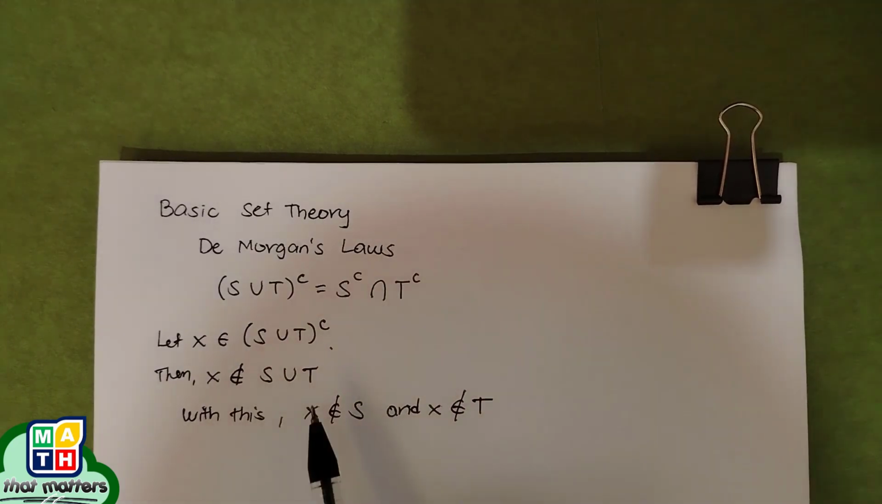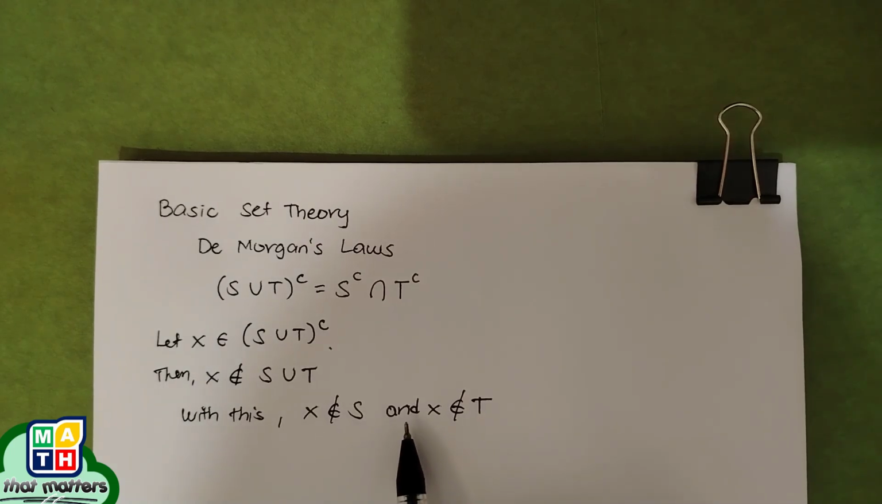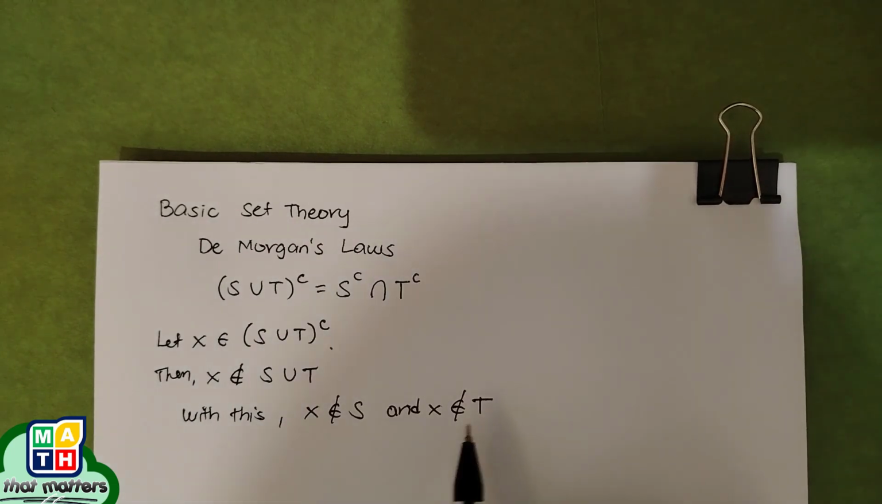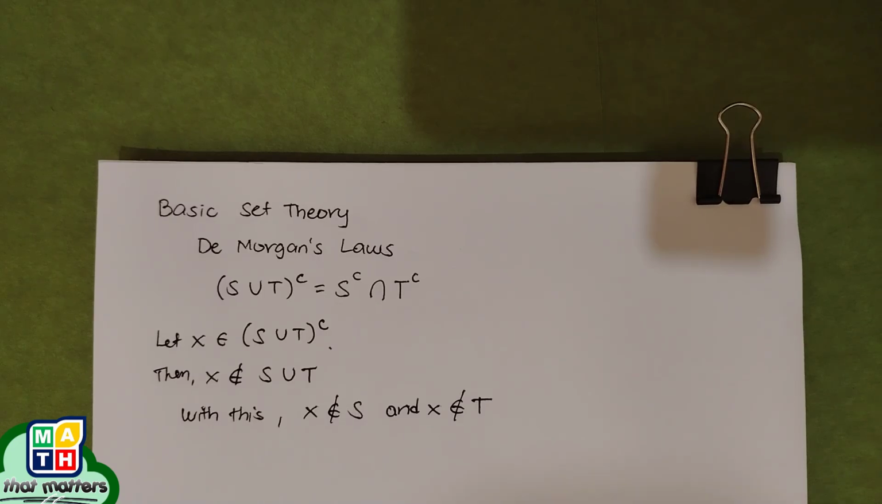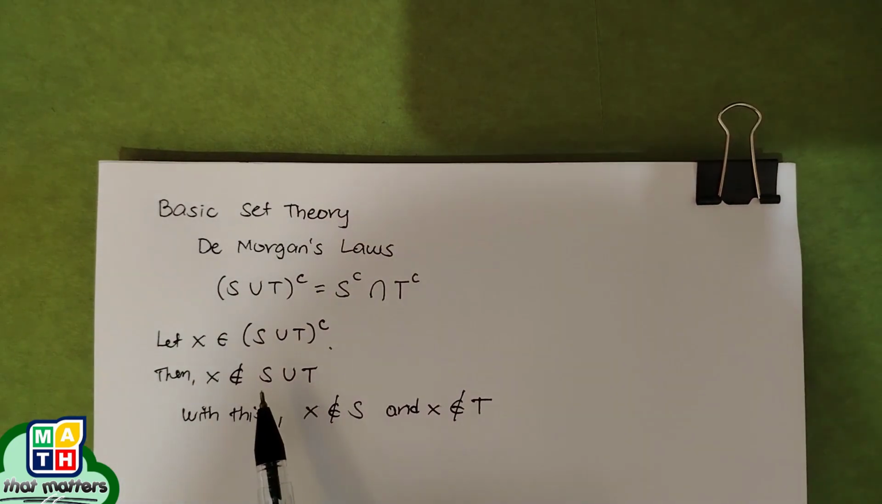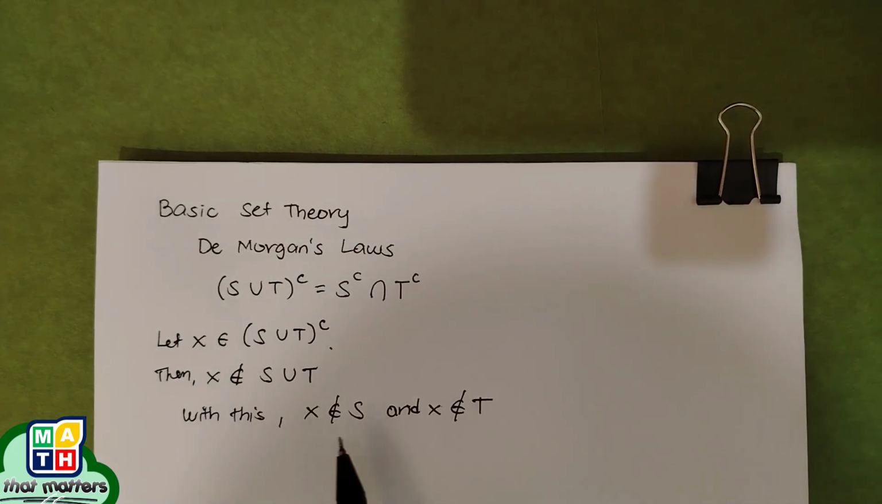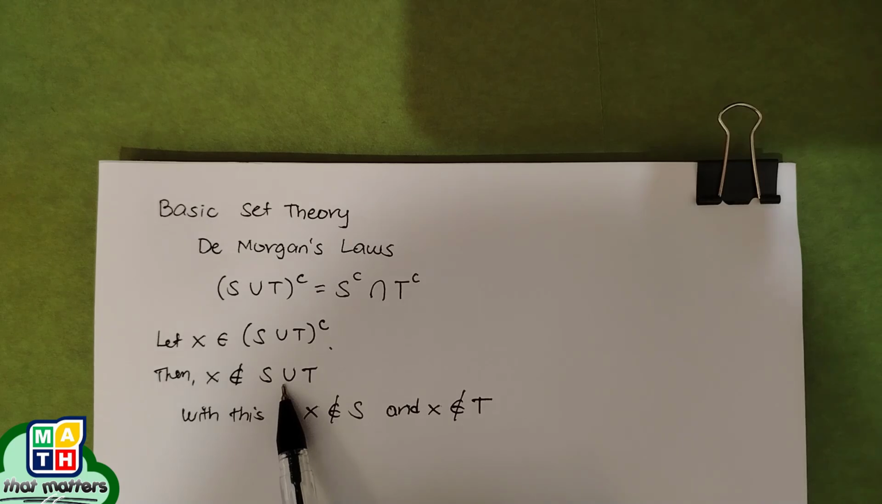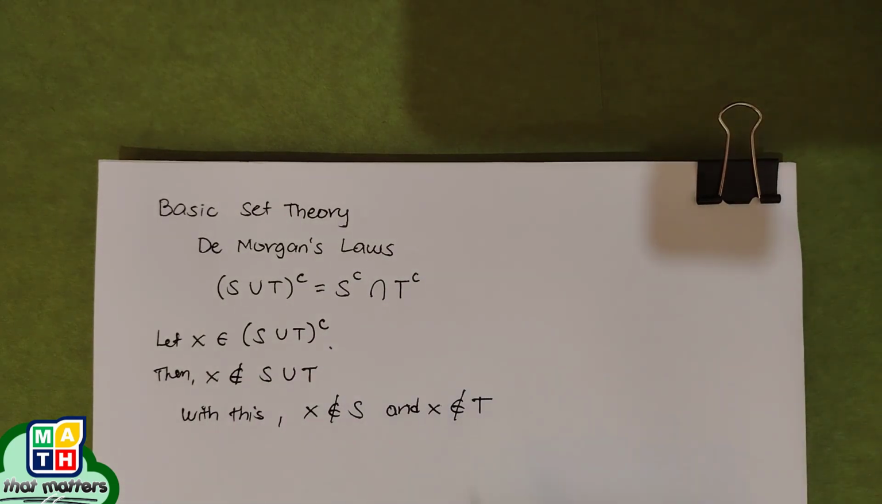That's correct. Because if you use "or", we can simply pick one, and the other one could be allowed. But in this case, if it's not an element of the union, then it's not an element of S and not an element of T. Because even if it's not an element of S, if it's an element of T, it will be an element of the union. And since we have this negation, we have that.